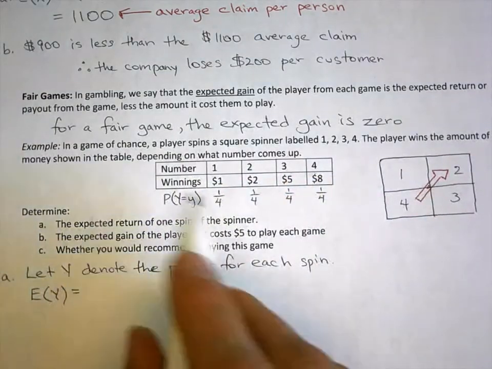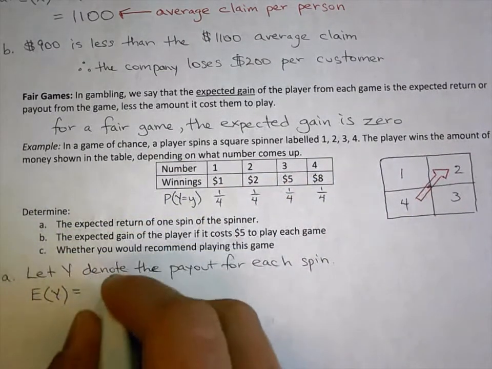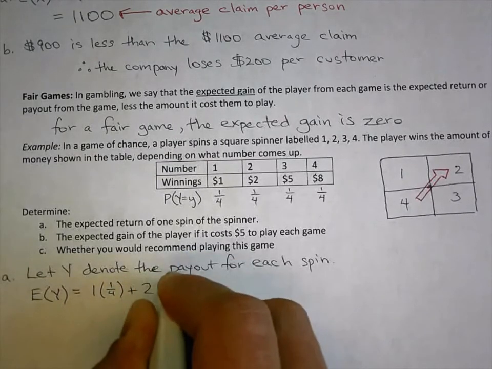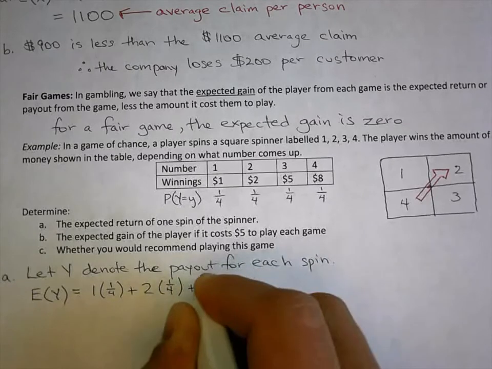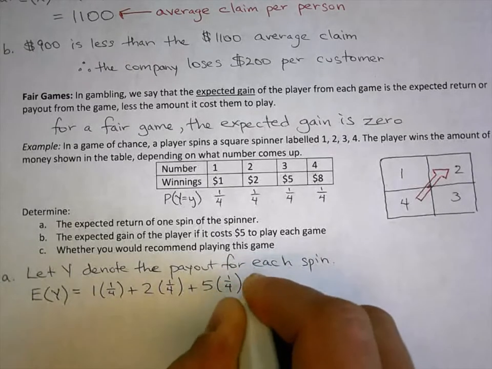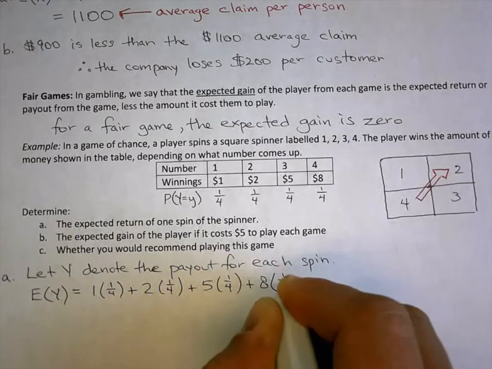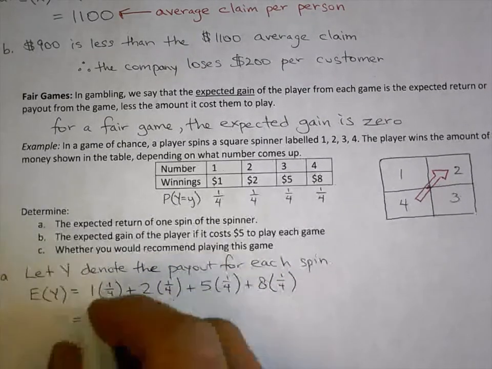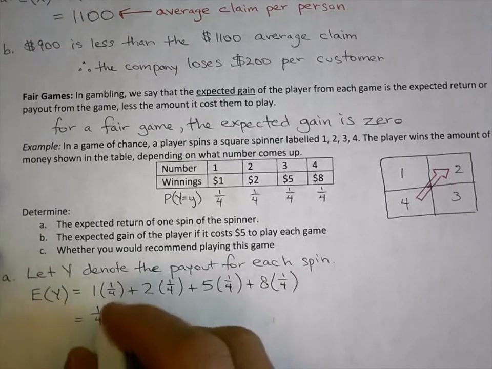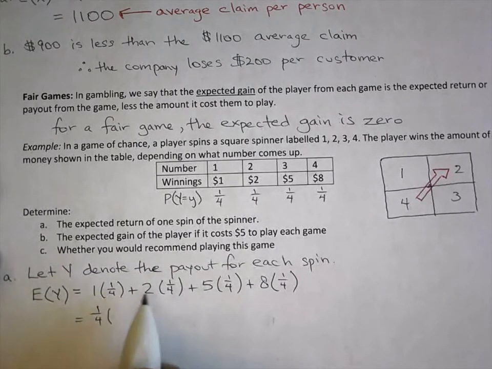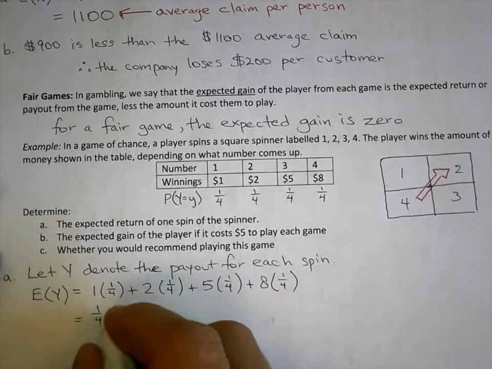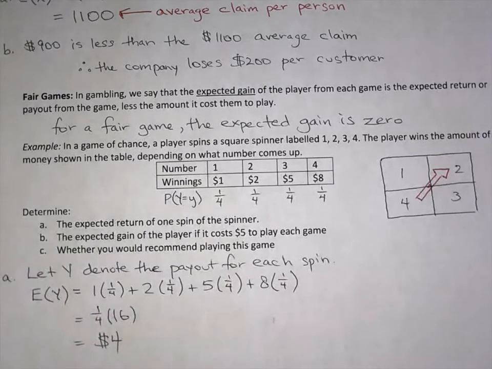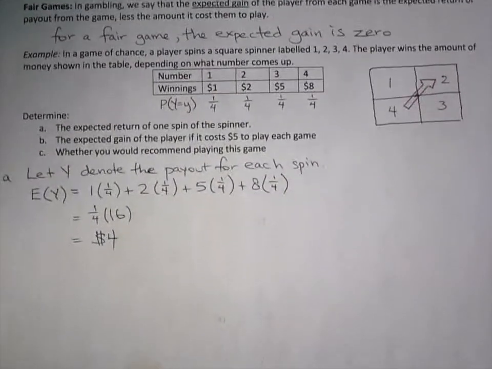So the expected value is going to be $1, which happens a quarter of the time, plus $2, which happens a quarter of the time, plus $5, which happens a quarter of the time, plus $8, which happens a quarter of the time. So then I could solve this with my calculator, or I could factor out a quarter and solve it by hand. That would give me 1 plus 2, 3, 8, 16. So my answer is $4. That's the expected payout, or the average payout.